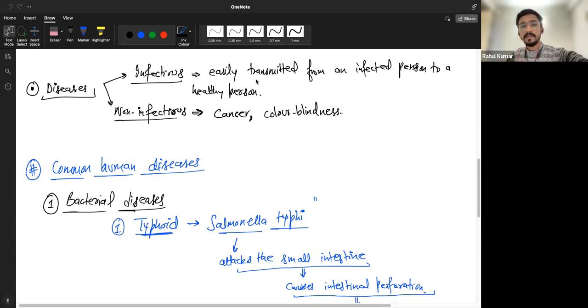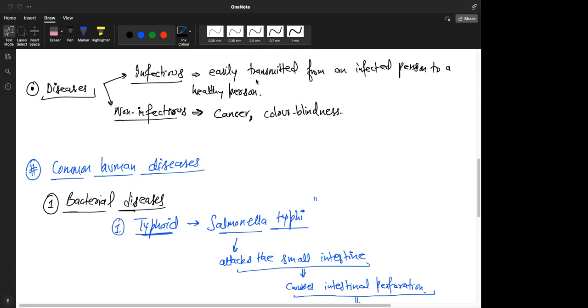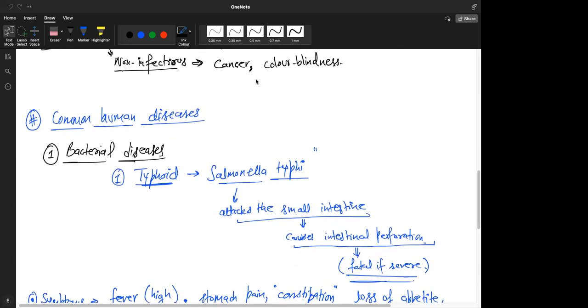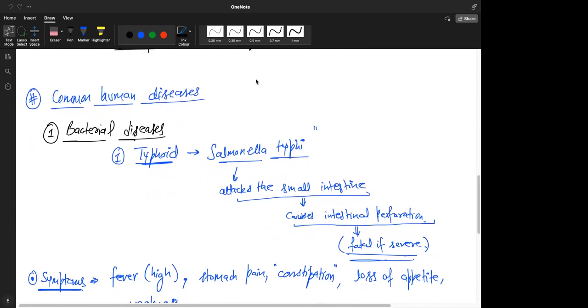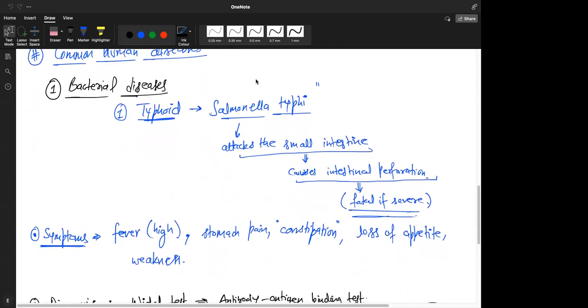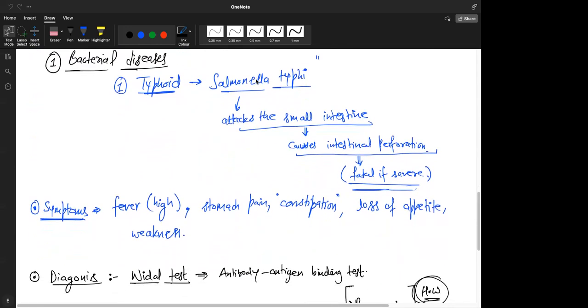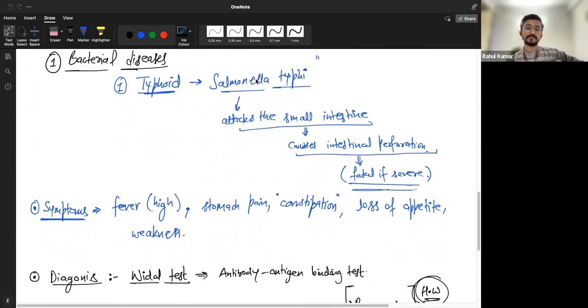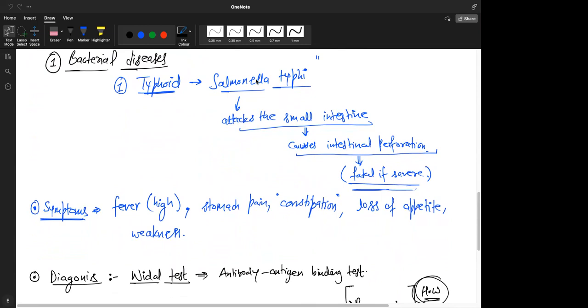Yes, continue. Okay, after that we started discussing common human diseases. The first one we took was typhoid, which is caused by Salmonella typhi, and it attacks the small intestine, which in severe cases can cause intestinal perforation. The symptoms for typhoid are extreme high fever. Salmonella typhi is the bacteria that causes typhoid.